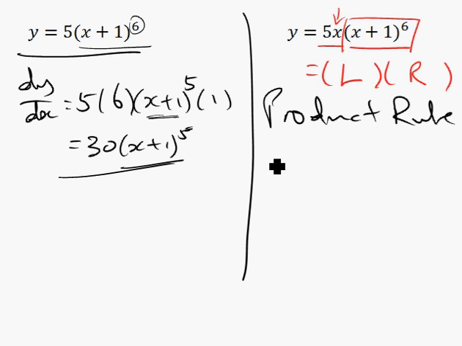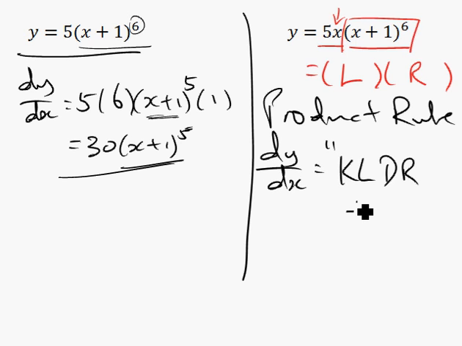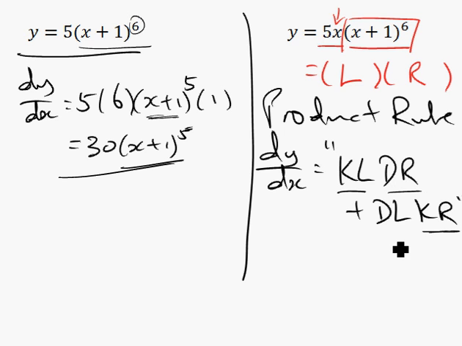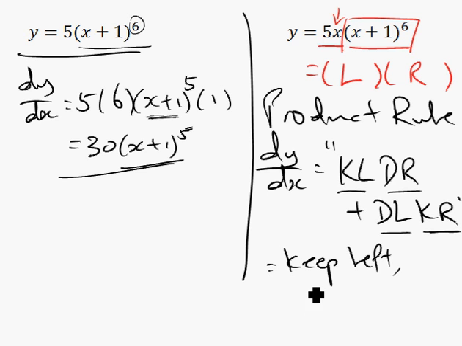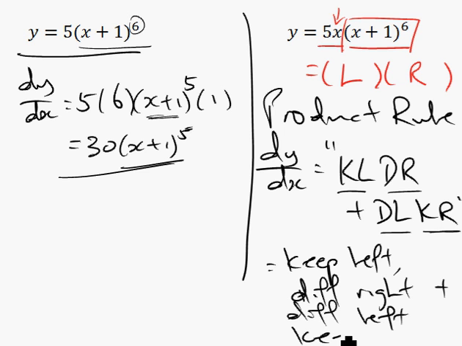So how do you use the product rule? I like to use an acronym. This is just my way of remembering. KL dr plus dl KR. I have no other name for it, so I'm just calling it KR. What does that mean? This means keep the left, differentiate the right, plus, then the same thing, differentiate the left, keep the right.